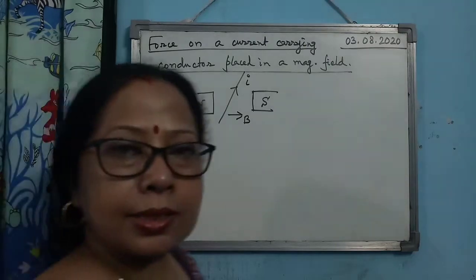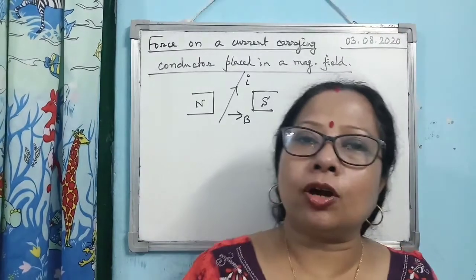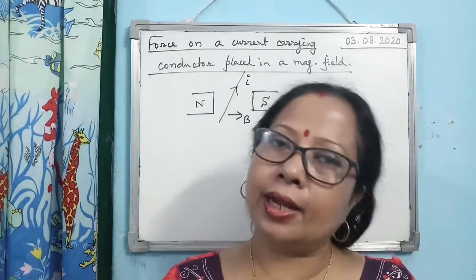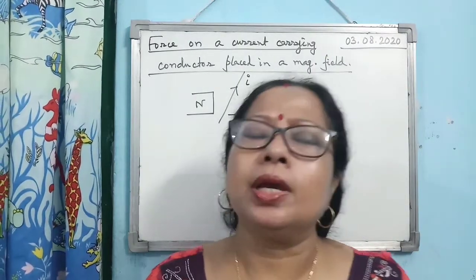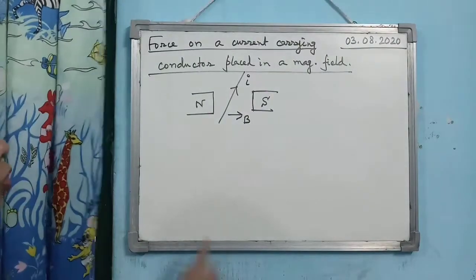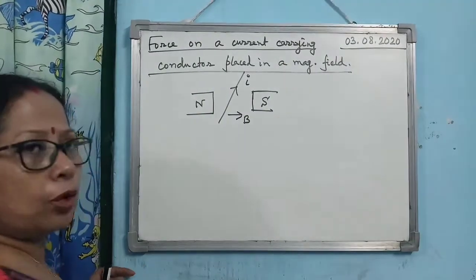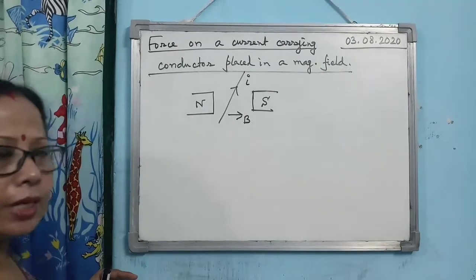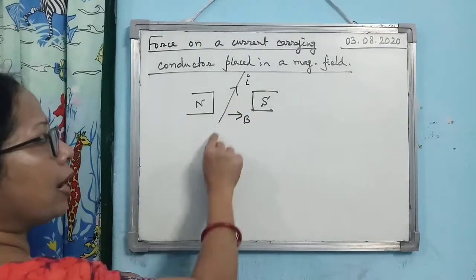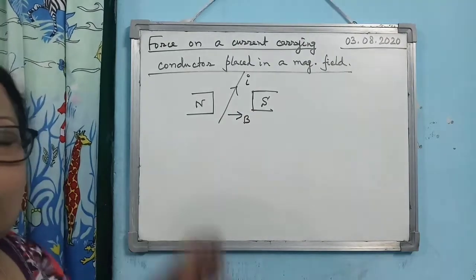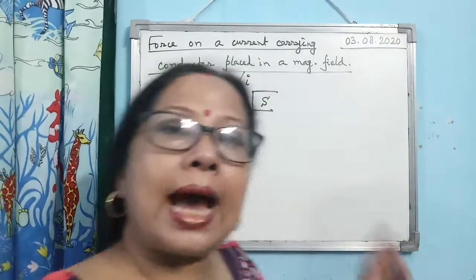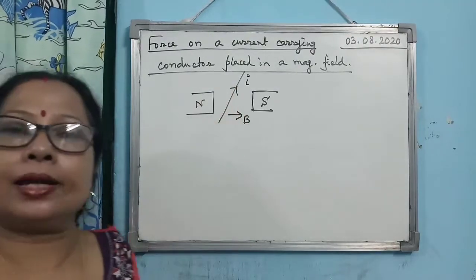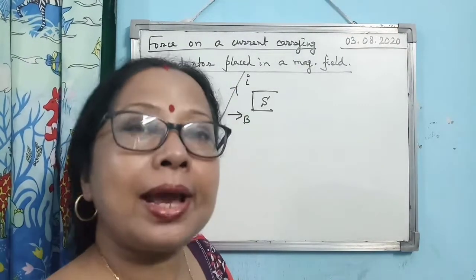Now the next topic is force on a current carrying conductor placed in a magnetic field. Already in 10th standard you have got a little bit of the concept. Suppose you have taken the two pole pieces of a magnet which is creating the magnetic field in this direction, and within it you have kept one current carrying conductor. Now you know that it will experience a force the moment it is kept within the magnetic field. Now the question is why?